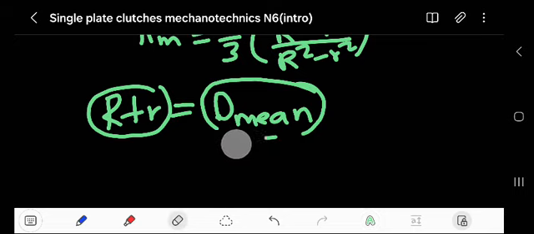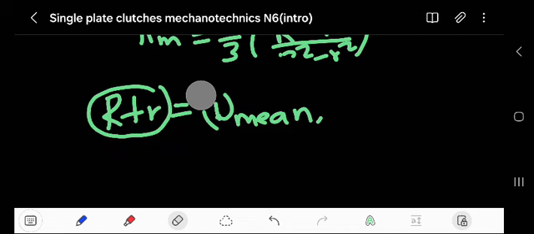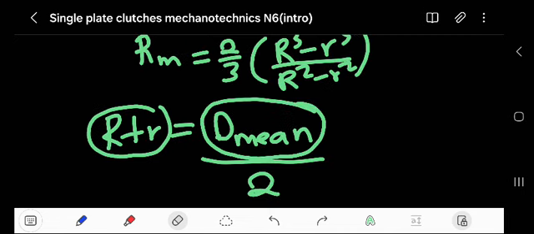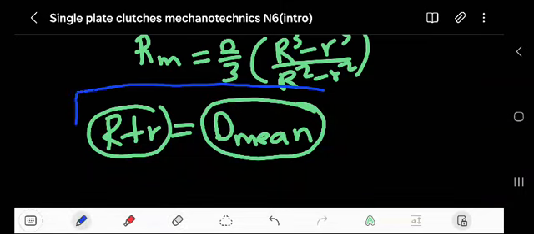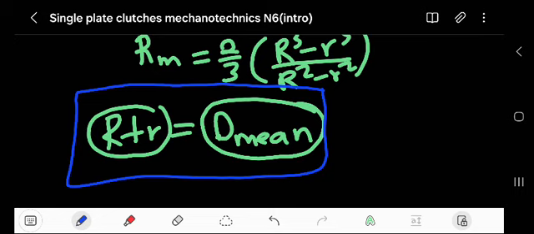What is important actually is this. When we put 2, that means now we're talking about RF. But I want you to understand that big capital letter R, outer radius, plus inner radius is equal to mean diameter. Hopefully you understand.